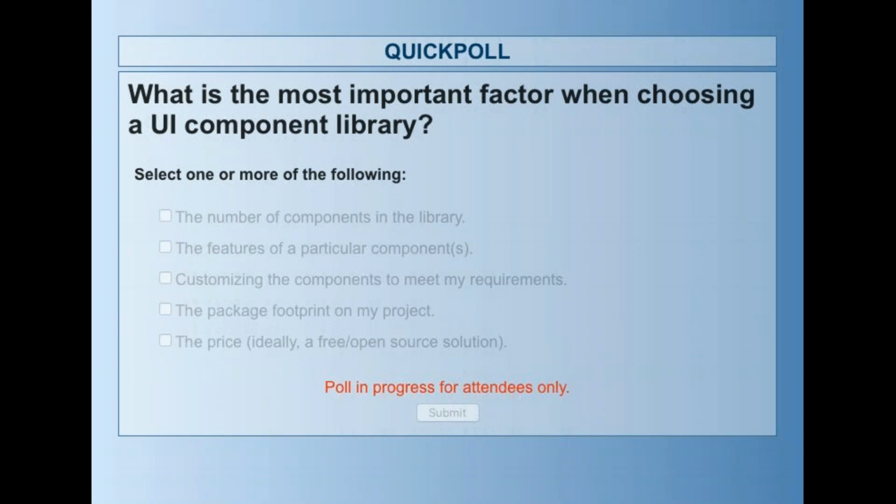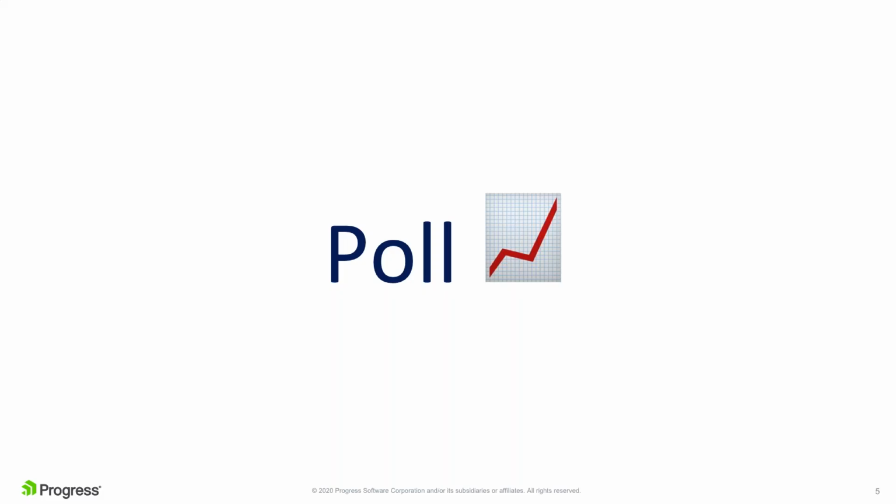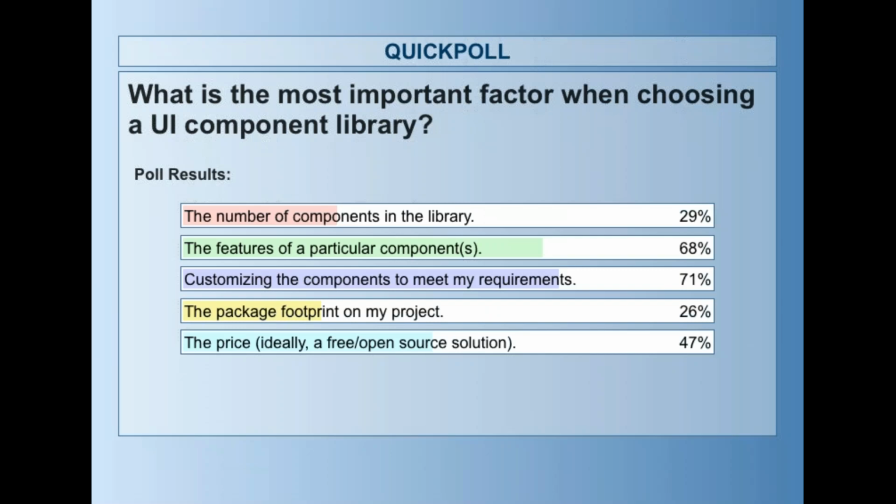So I'm looking over here at the results. Good, we have a good number of people voting, actually up to about half of people voting. And actually, oh, interesting. So I think we can give people a few more seconds as a few more votes are coming in, but so far, the two that are running away with this are the features of particular components and also customizing the components to meet our needs. So I think we can actually close this. There we go, close it up. So yeah, it looks like customizing components and features of a component.